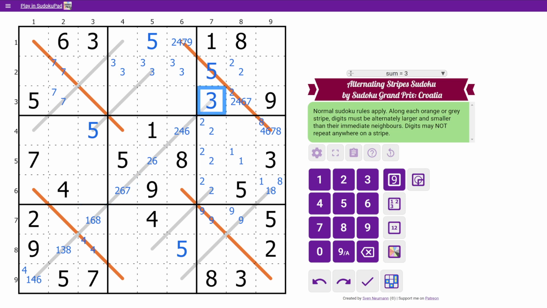So if it did start by going down, it would be 2, 6. Well, it's already broke. So it doesn't go down. It only goes up. So this has to be a 2. I don't know if I'm doing that right. It has to be higher and lower. I don't think I am.